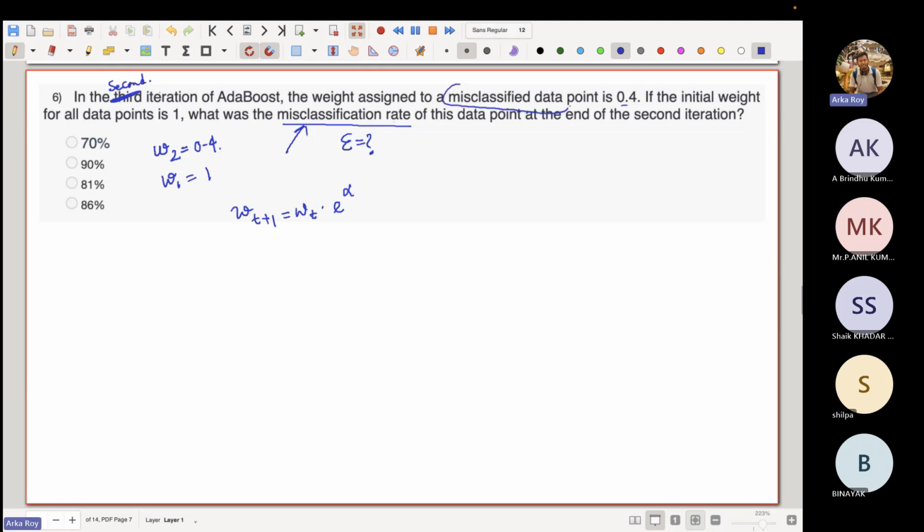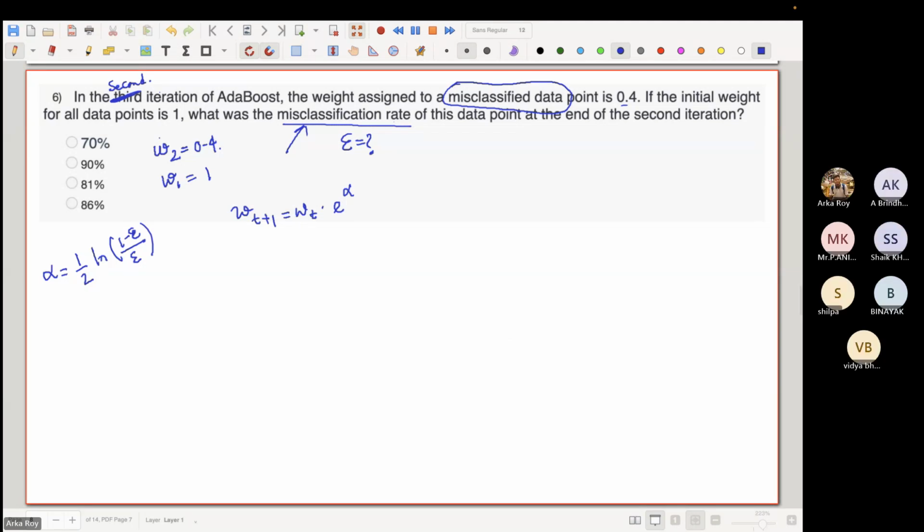They have said that this is a misclassified data point. So for a misclassified data point, we do e to the power alpha. For correctly classified samples, we do e to the power minus alpha, because e to the power minus alpha creates a small weighting factor, and therefore you do down-weighting rather than up-weighting, because e to the power alpha is monotonically increasing in nature. So this is the equation that you have referred to. Additionally, alpha is half ln of (1 minus epsilon) divided by epsilon.